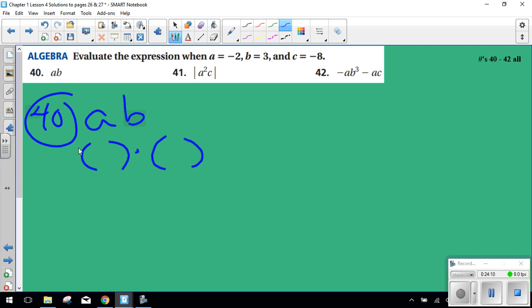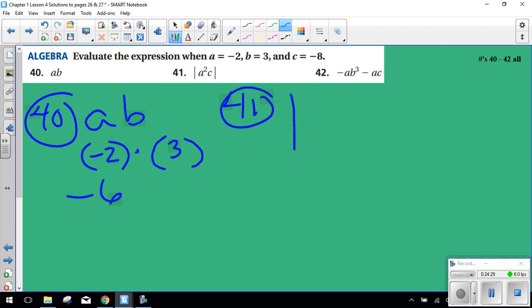So in here, we're going to put the value of A, which is -2, and in here, we're going to put the value of B, which is 3. So now we have -2 times 3, which is -6. Okay, 41. Remember, anything you have questions on, make sure you are marking them.